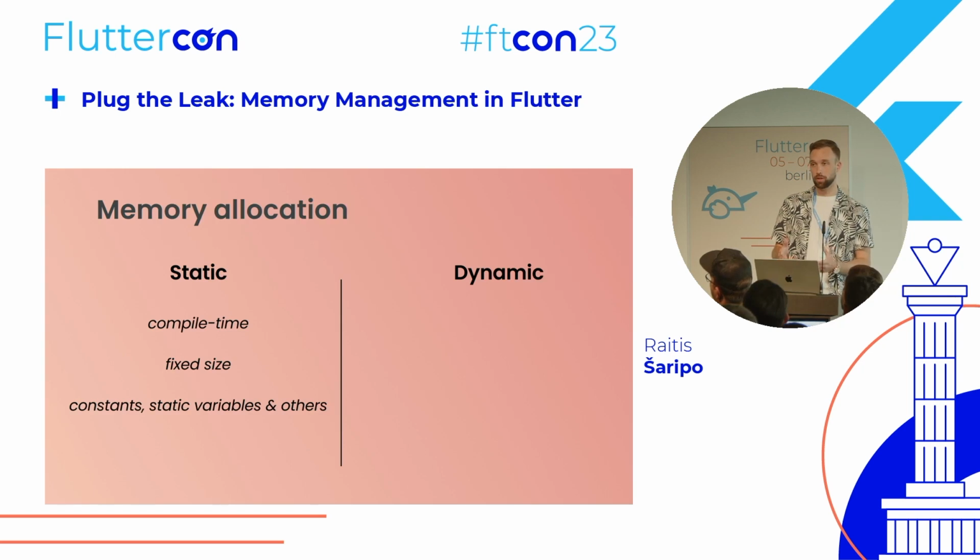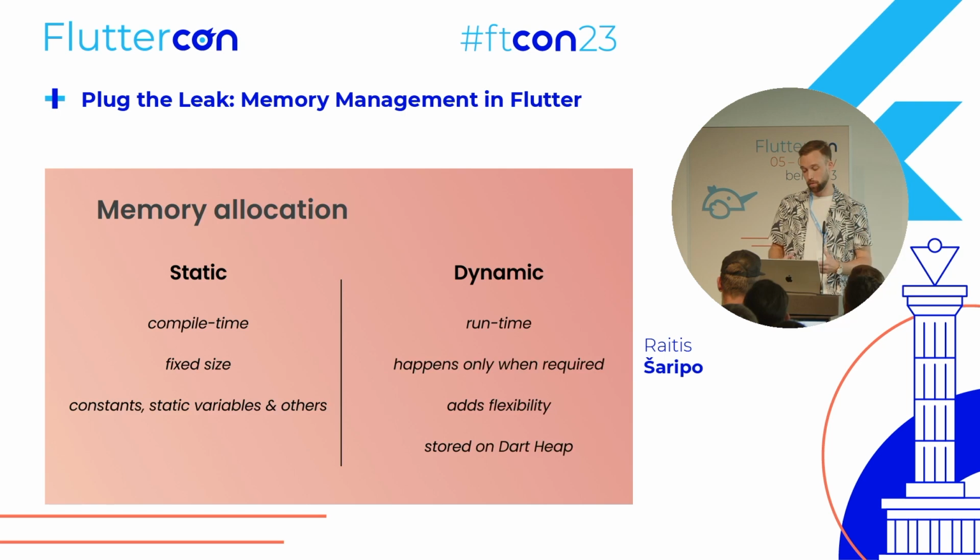Static memory allocation happens during compile time, and what it means is that objects that are being allocated are of fixed size, and that means that they cannot be changed during the runtime. Their size must be known before the runtime, during the compile time, and usually constants and static variables are the ones that are allocated statically.